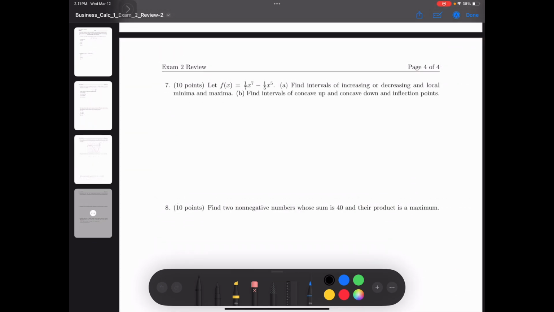Awesome. For number 7, we have the question, let f of x equal this function. Find the intervals of increasing or decreasing and local minima and maxima. Also find intervals of concavity up and down and inflection points. So let's start by finding the increasing and decreasing intervals as well as local mins and maxes. And the way we do that is we take the derivative of the function.